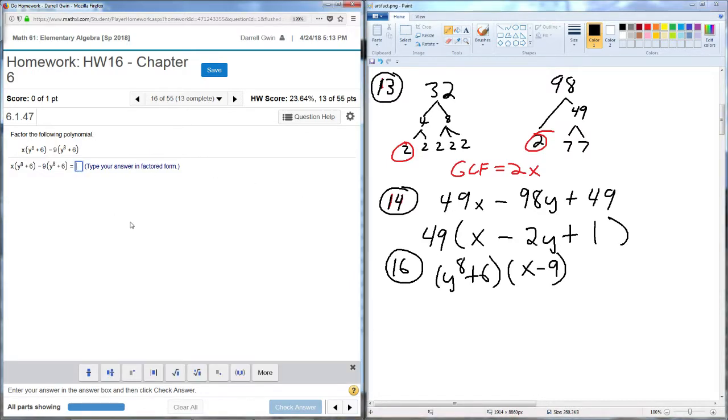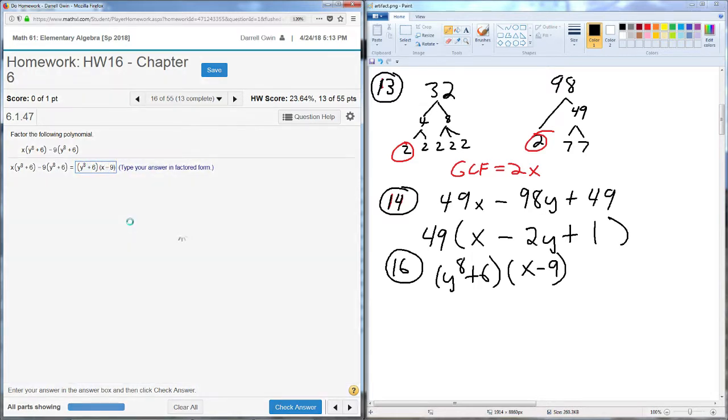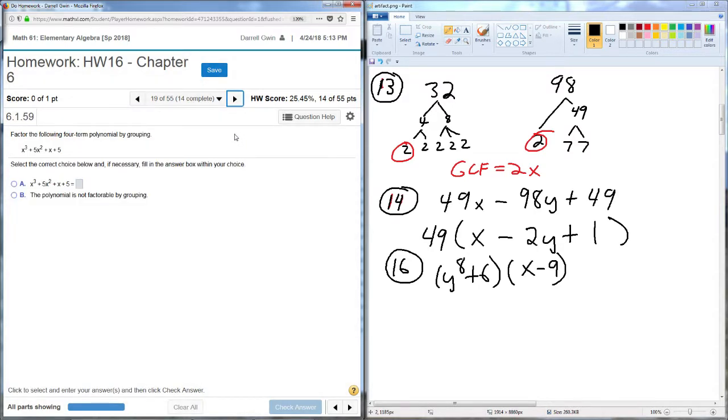Can I type that in? y to the power of 8 plus 6, x minus 9. Yep, looking good. That's the same thing. x plus 2 is a GCF. Same thing, z to 7 plus 9 is a GCF. This is factor by grouping.